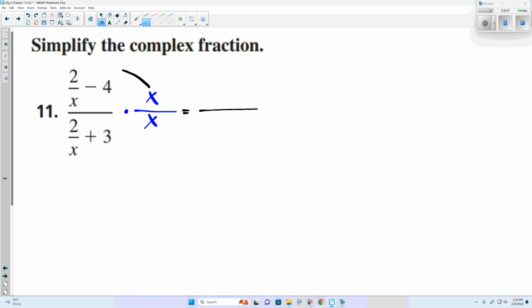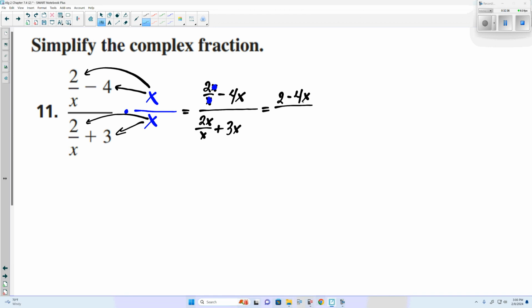Now, when we distribute this x times 2 over x is just 2x over x. Minus our x times 4 is 4x. We do the same thing with the denominator, 2 over x times x, 2x over x. Plus, x times 3 is 3x. x over x simplifies, giving us 2 minus 4x. The denominator, x and x simplify, giving us 2 plus.